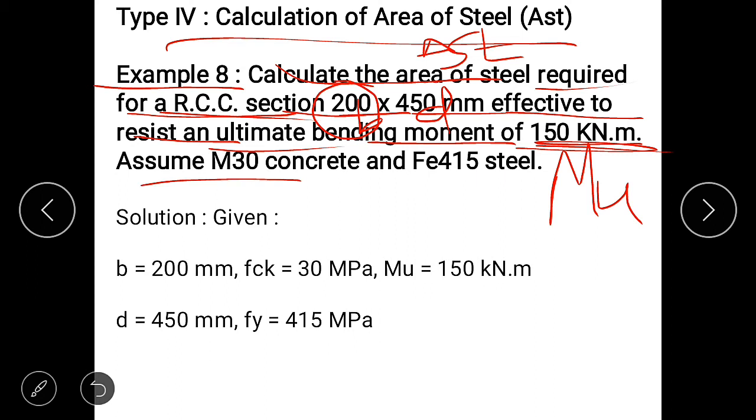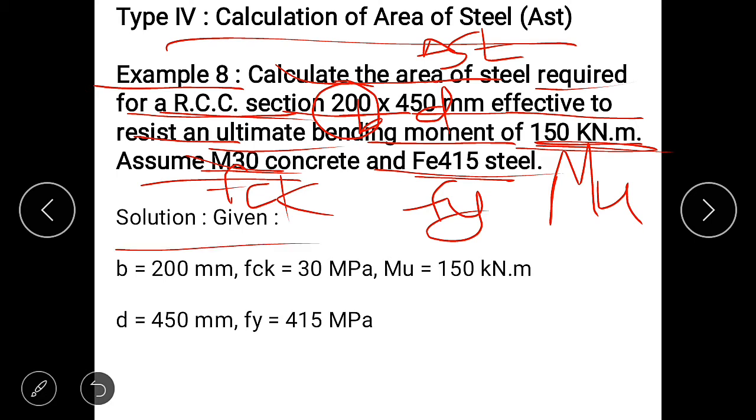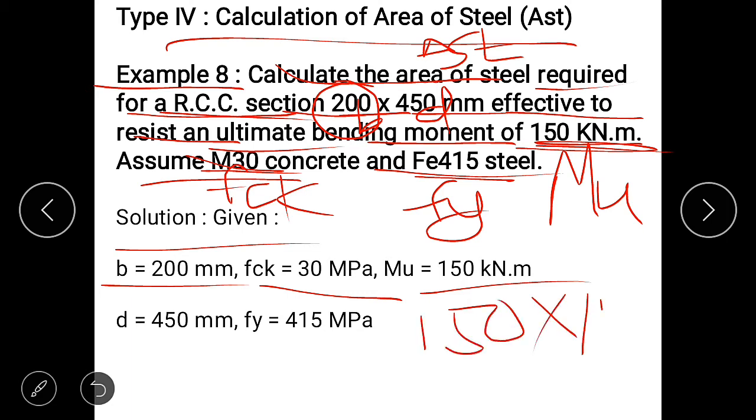Assume M30 grade of concrete and fy is 415. It is given here. Okay, so solution: B is 200 mm, fck is 30 MPa, Mu is 150 kilonewton meter, means 150 into 10 to the power 6 Newton mm. D is 450, effective depth is given 450 mm. Fy, the steel grade, is 415.